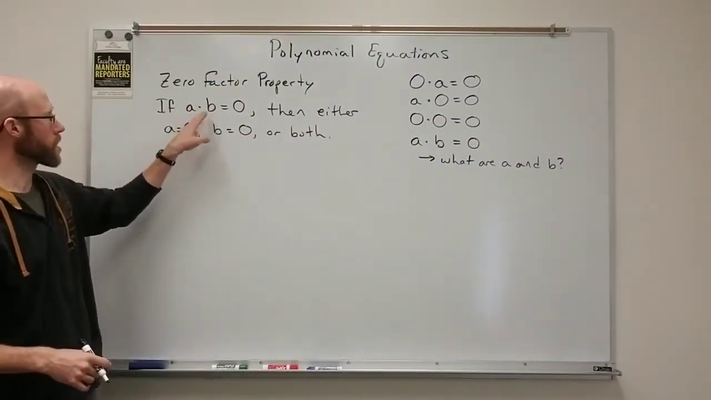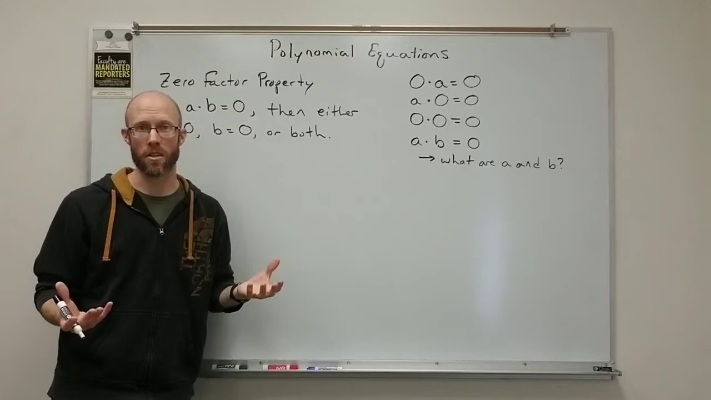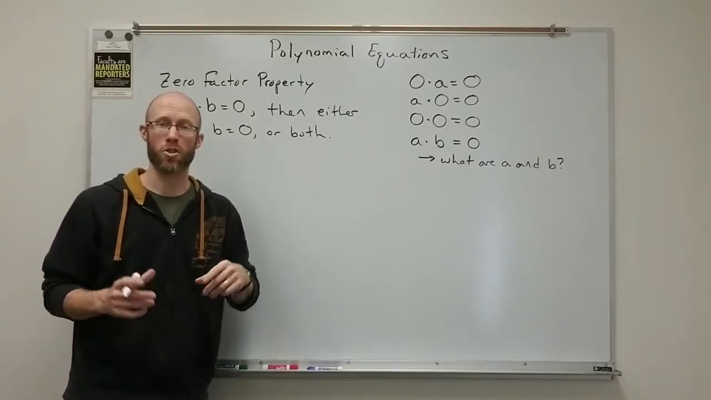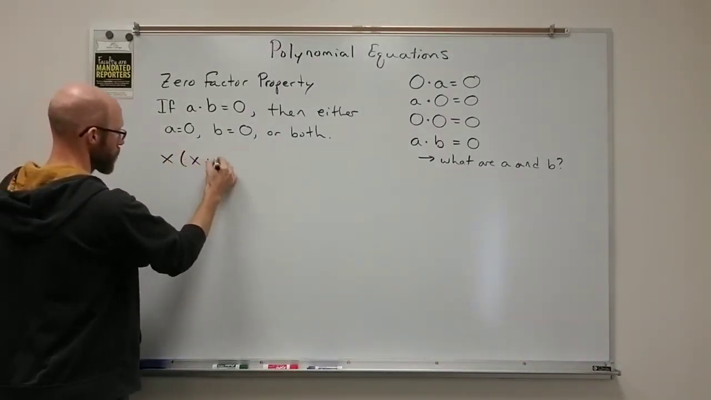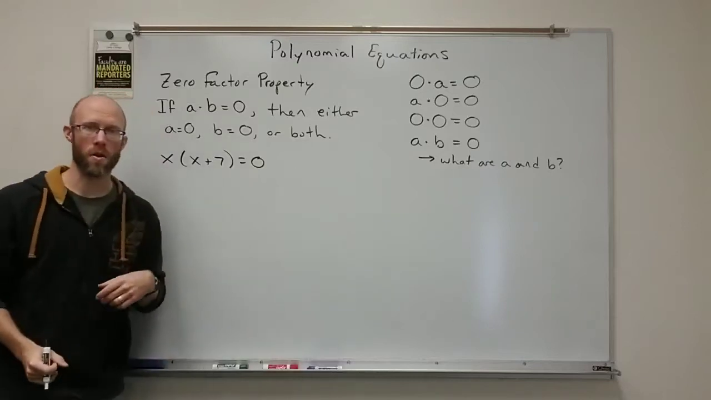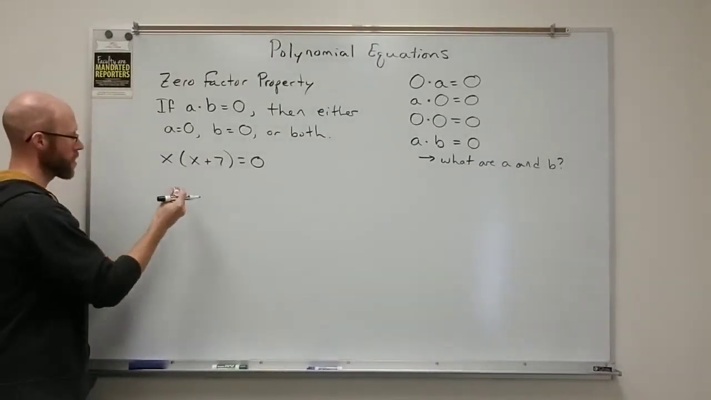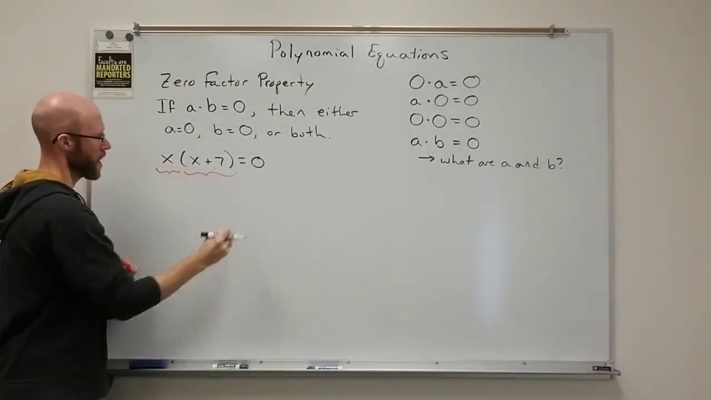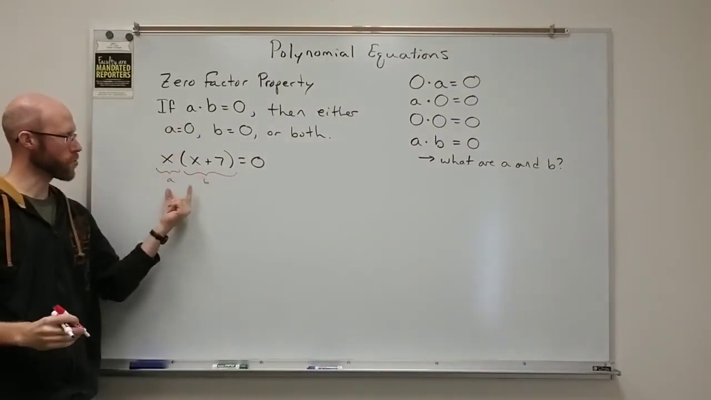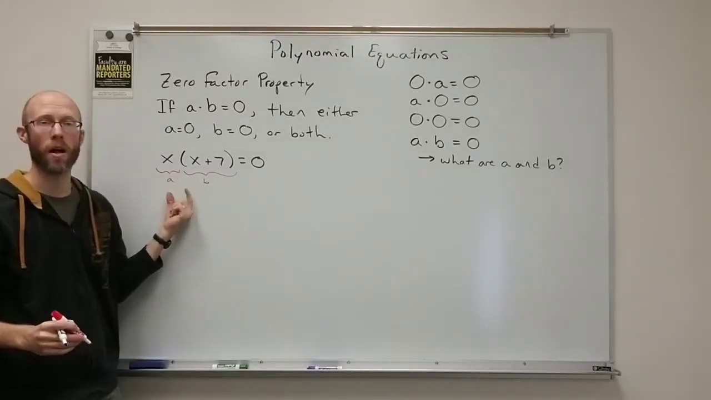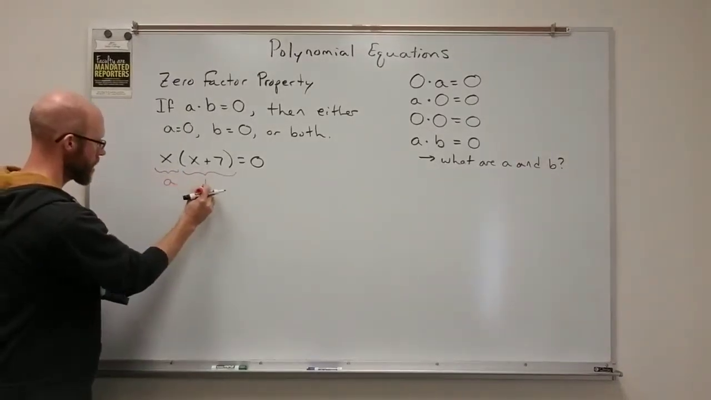Because when you're looking at two things that are multiplied together, we call them factors. Of course, we just learned how to factor polynomials. So if you had two polynomials multiplied together, let's take something simple, x times x plus 7, and set it equal to 0. Here I have two things multiplied together that equal 0. It's a product. There's one factor, there's the other factor. So in some sense, you have an A and a B.